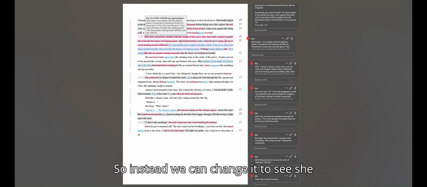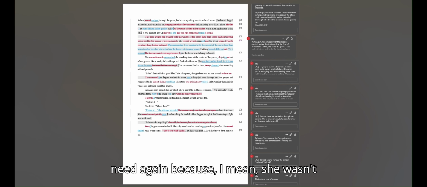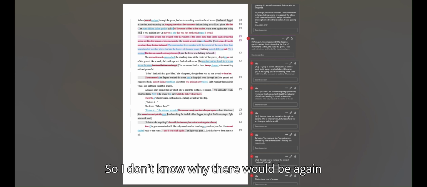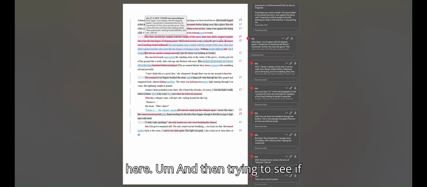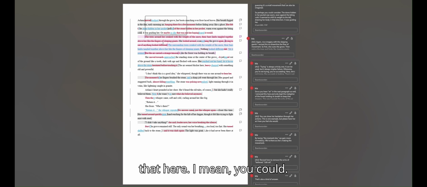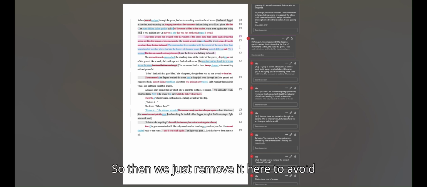So instead we can change it to she scanned the grove, and we don't really need again, because she wasn't really scanning the grove before this, so I don't know why there would be again here. And then trying to see if anything looked different, we remove that. Here, you could keep it, but then we can have the more logical nothing looked different after she scanned. So then we just remove it here to avoid any repetition.